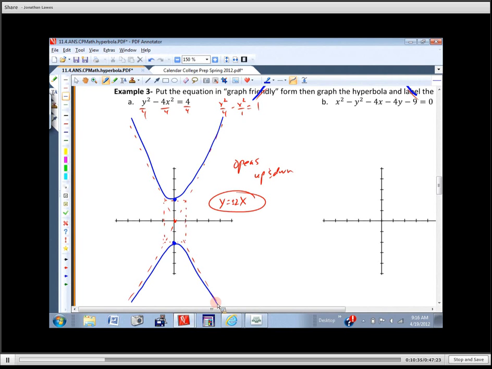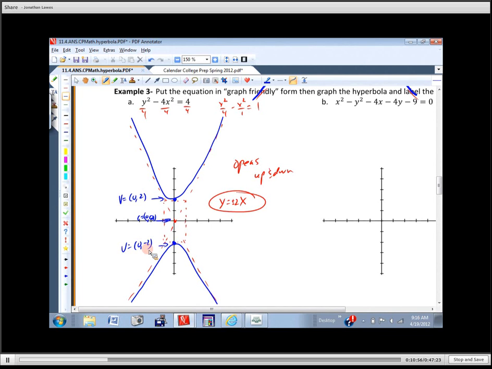Okay, we could label the center. So the center here is (0, 0). This point right here is one vertex, and this point right here is another vertex. So we were at 0 and we went straight up. So this is going to be (0, 2), and this is going to be (0, -2).